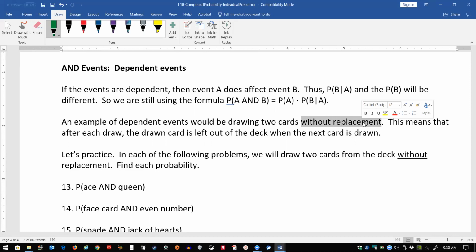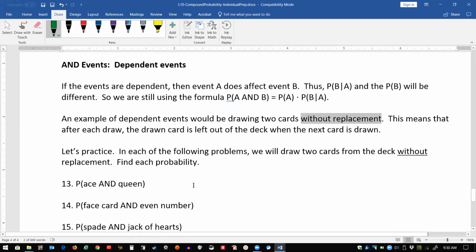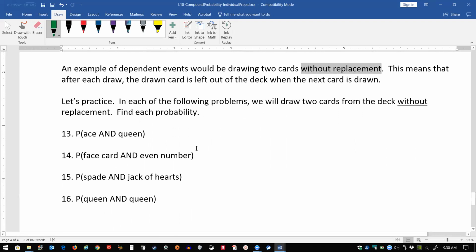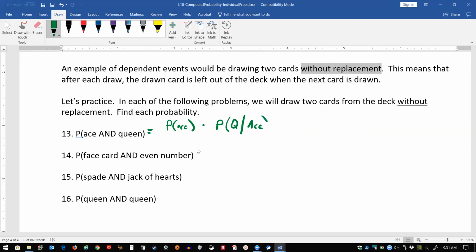So let's look at this in the context of one of these problems. Let's do 13. So now I need to find the probability of an ace. That's not too bad, because I'm finding the probability of an ace and a queen, right? Now I need to find the probability of drawing a queen for the second card, given that I have already drawn an ace, and that card is left out of the deck.